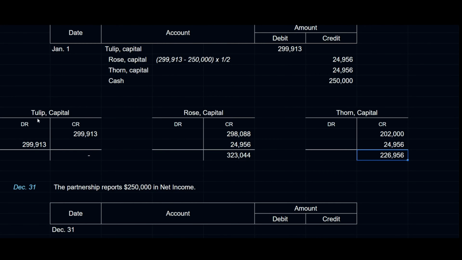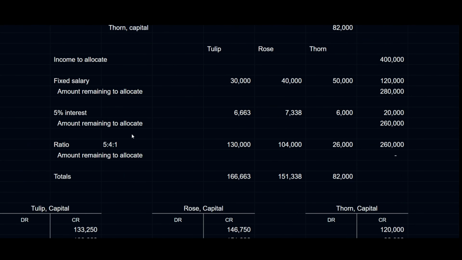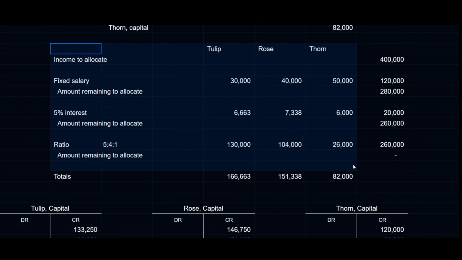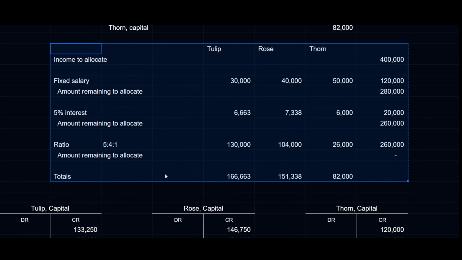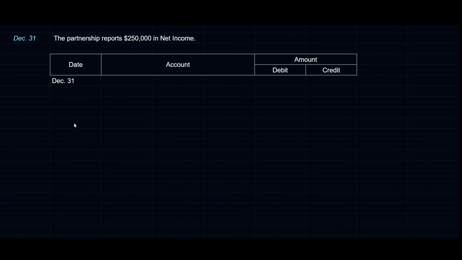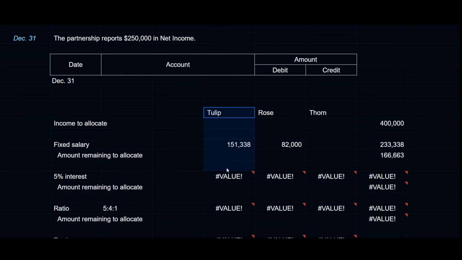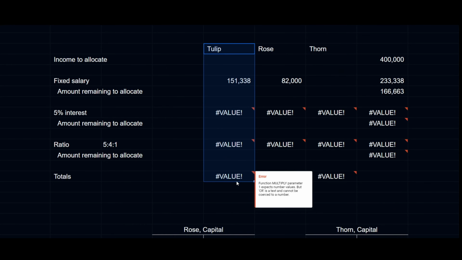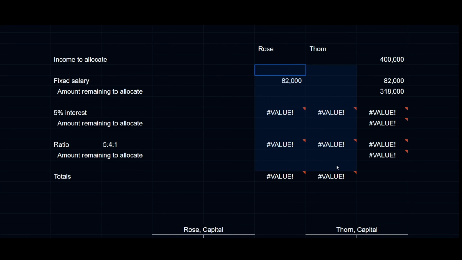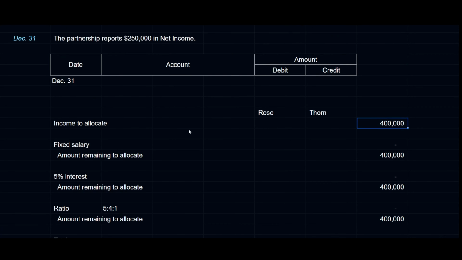At the end of the year, the partnership reports $250,000 in net income. One way to go about this would be to take that table that we did earlier and reuse it. Of course, with some necessary modification. For example, Tulip is no longer part of the business, so Tulip can be removed. Let's try to do this now.